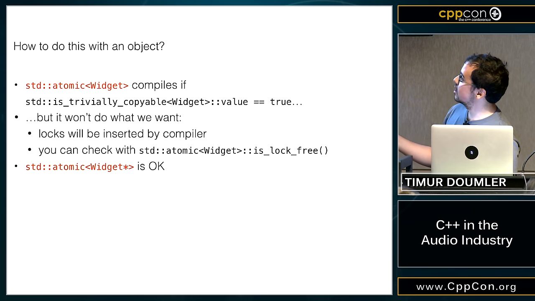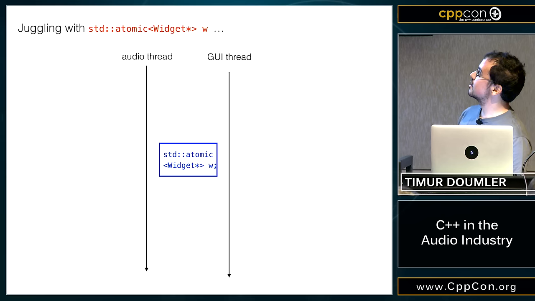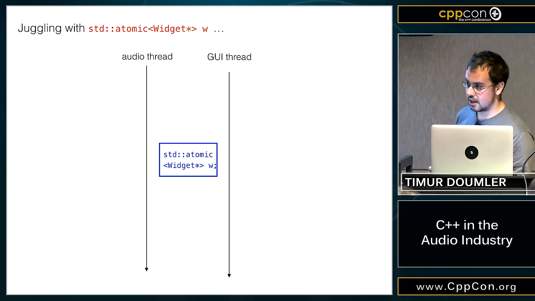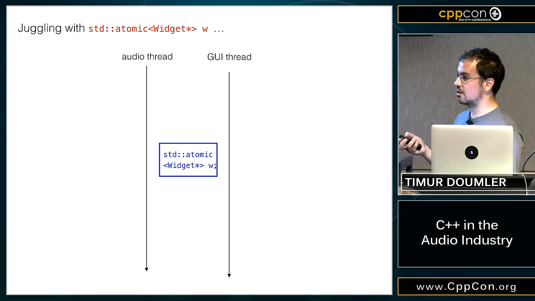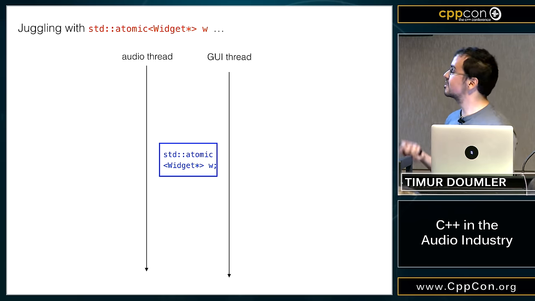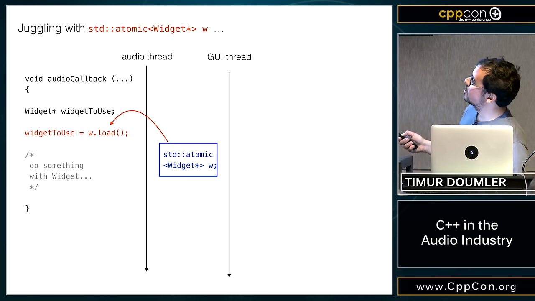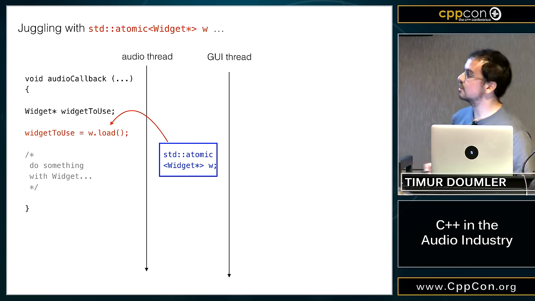But what you can do is you can have atomic pointers. That's fine. So what you end up doing is juggling around pointers, swapping around pointers atomically. And this is sort of the way to do this, but if you go down this road, you find out that it's a very, very painful road. Because, for example, in the audio thread, you want to do something with that object. So you load the pointer value maybe into a variable, because you don't want the pointer value to change while you're accessing that object. But then in the GUI thread, you want to change that object, right?